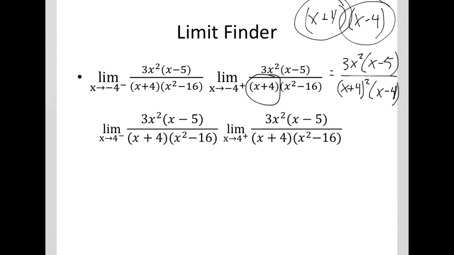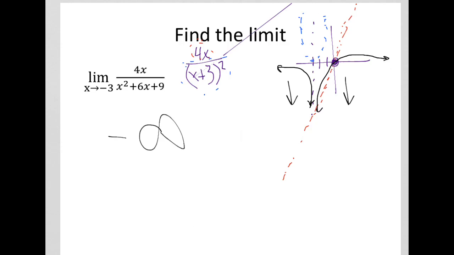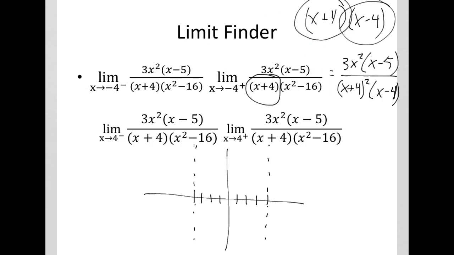So let's now piece all this together. I have a vertical asymptote at positive 4 and at negative 4. I have a 0 at x equals 0, and I have a 0 at x equals positive 5. So let's approach this problem in a different way. Let's plug in a point to see where we are. Let's go to the right of that x-intercept, which has a value of 5.